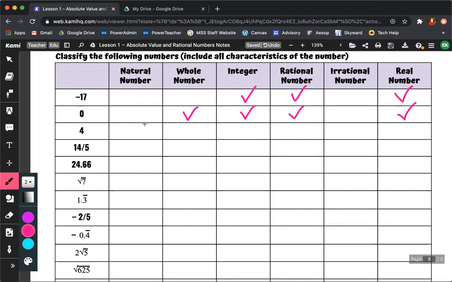4. It is a natural number because there's no fractions or decimals. It's not 0. That means it's also a whole number. It's also an integer. It's also a rational number. It's also a real number.